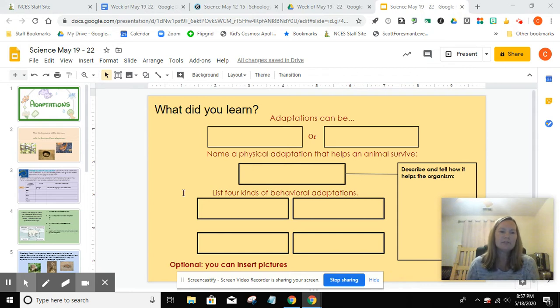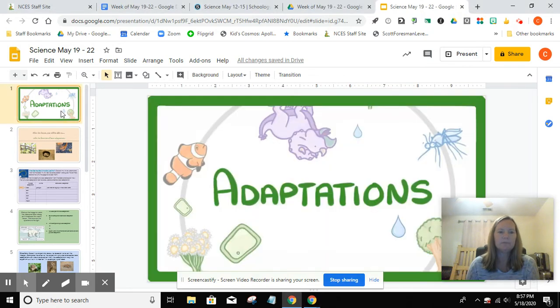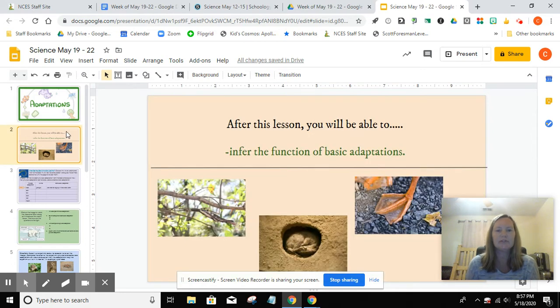So I would like to start on slide 1, which just introduces the topic that we're going to be talking about. And slide 2 goes over the I can statement. So after this lesson, you'll be able to infer the function of basic adaptations.